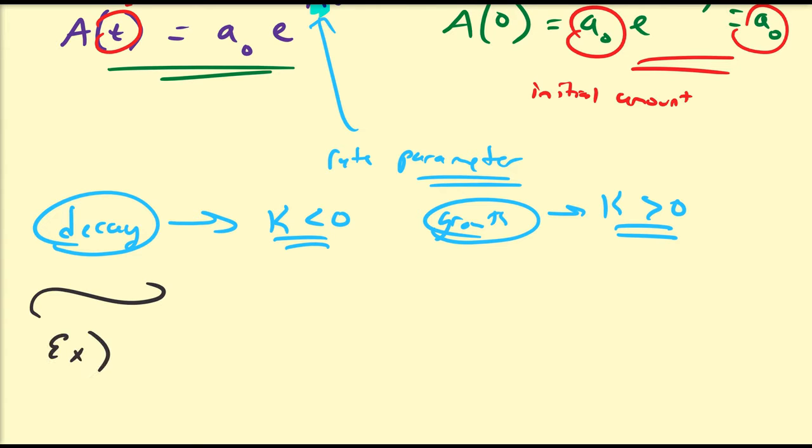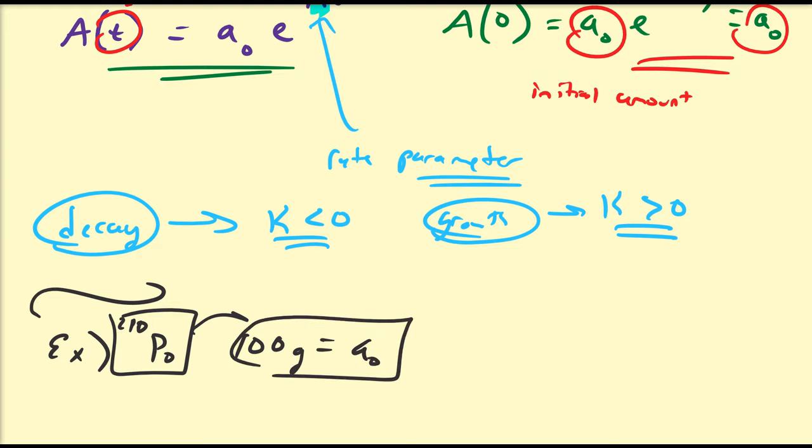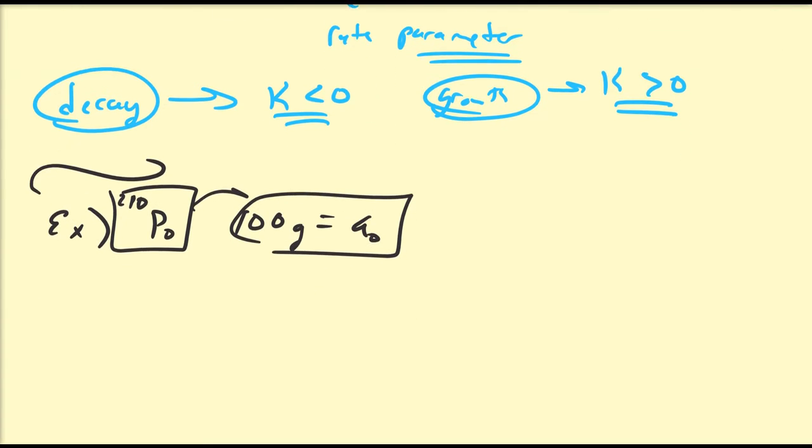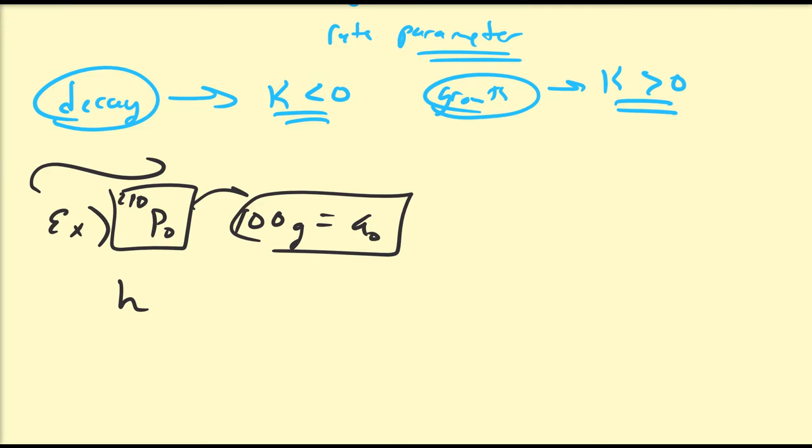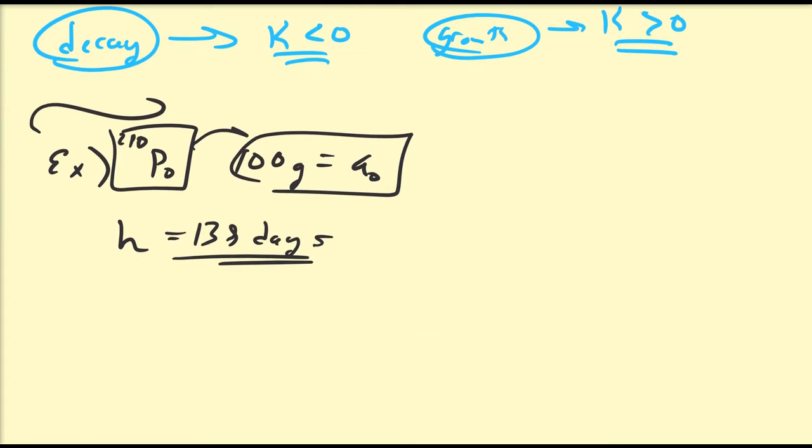Let us assume that we start off with, say, 100 grams of polonium-210. So this is going to be my A0. And let's figure out what that decay parameter is. We already know that our half-life is going to be 138 days. Usually half-life is going to be given to you for these types of problems. So after one half-life, we should have 50 g.